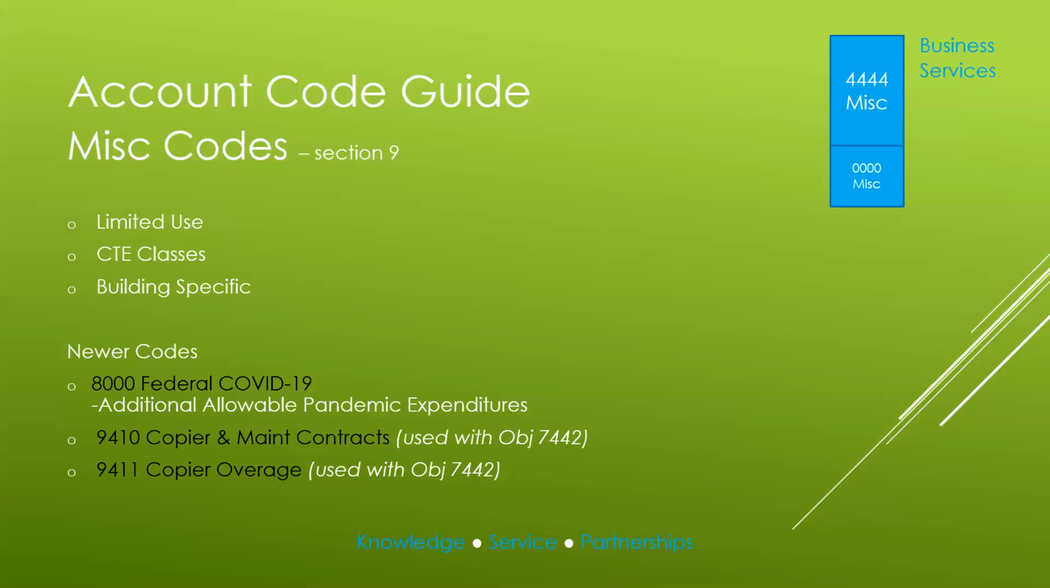There are some newer MIS codes I want to make you aware of that you probably will encounter. The 8000 federal COVID-19 MIS code is where we code costs above and beyond our normal operations as a result of the pandemic. Because this is federal, we also want to be careful what we code there. You will encounter MIS code 9410 for copier and lease contracts. That's used in conjunction with object code 7442. Same for MIS code 9411 for copier overage. That's also used with object code 7442, and we will put POs in for the copier costs.